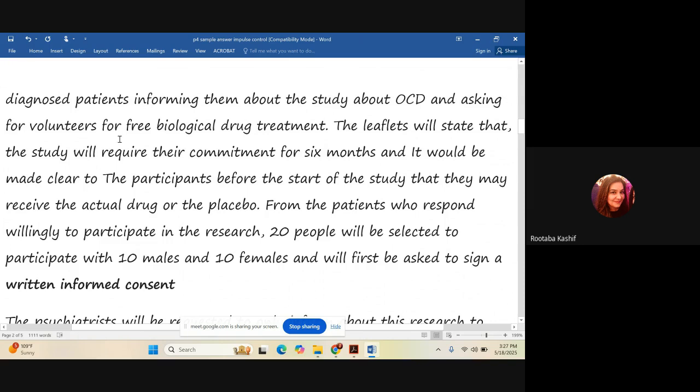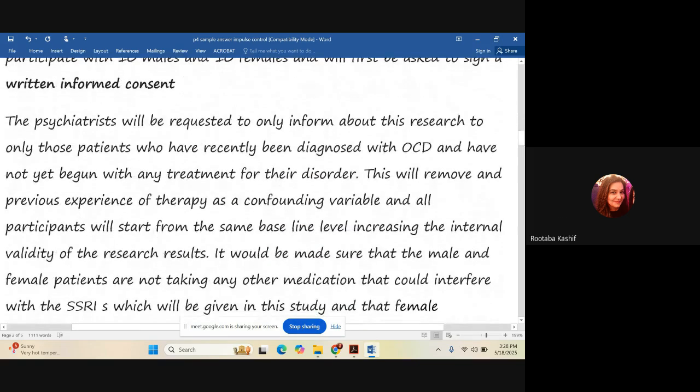The leaflets will state that the study will require their commitment for 6 months, and it would be made clear to the participants before the start of the study that they may receive the actual drug or the placebo, right? So what are we talking about here? Ethical guidelines and informed consent are being addressed here. From the patients who respond willingly to participate in the research, 20 people will be selected with 10 males and 10 females, and will first be asked to sign a written informed consent. So ethical issues are addressed here.